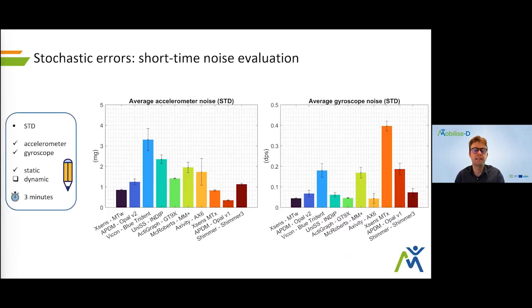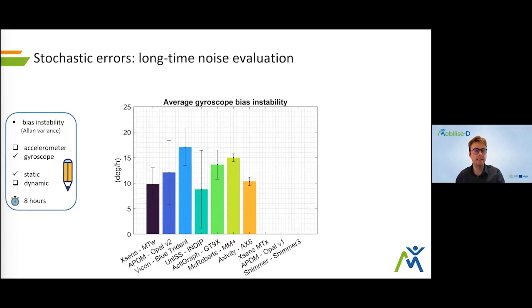Let's start with the stochastic error assessment by computing the standard deviation of the accelerometer and the gyroscope during 3 minutes of static acquisition. This test was repeated for each IMU of the same model. On the two charts, we can assess the distribution of the parameters under analysis for all the IMU models, and this will be done also for the following tests. Then, the gyroscope bias instability was assessed by analyzing the Allan variance, computed over 8 hours of static recording.